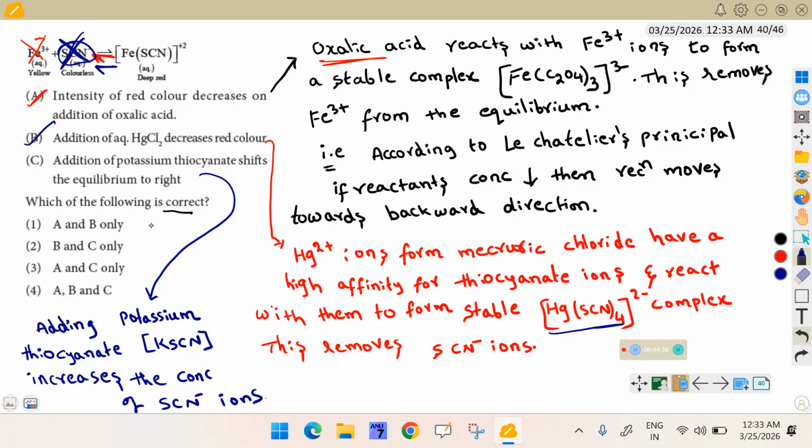B is also correct. Addition of potassium thiocyanate shifts the equilibrium to the right side. Addition of potassium thiocyanate increases the concentration of SCN minus, so the reactants' concentration increases. According to Le Chatelier's principle, the forward reaction is favored. So the fourth option is the correct option.